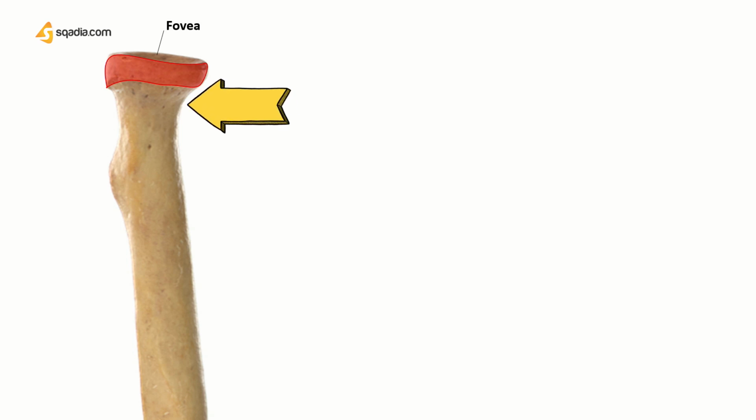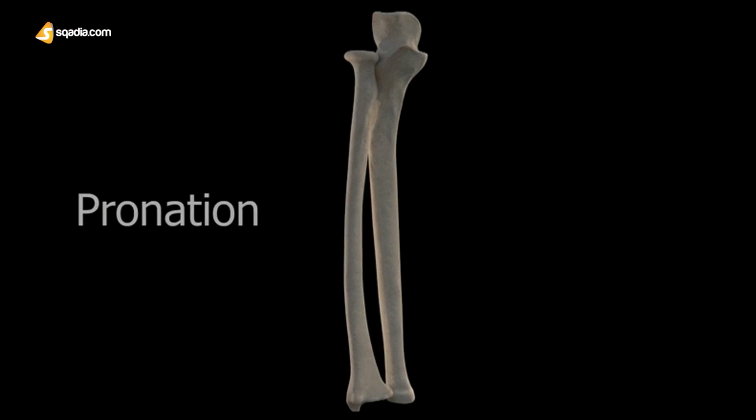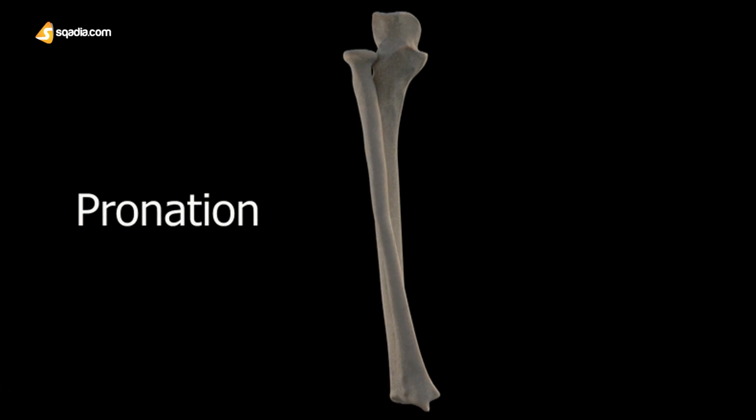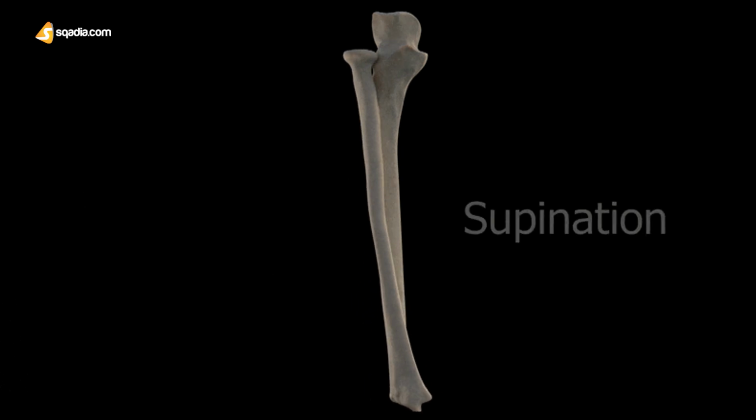The annular or orbicular ligament is wrapped around this narrow portion. Orbicular comes from orbis, meaning round or rotation. This head rotates within this annular ligament to produce the supination and pronation movement of the forearm.